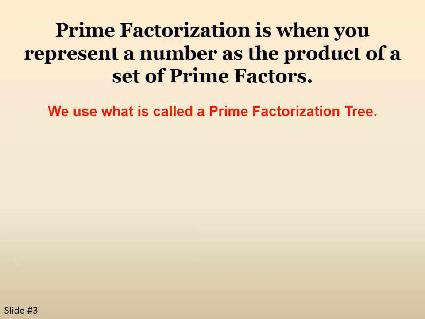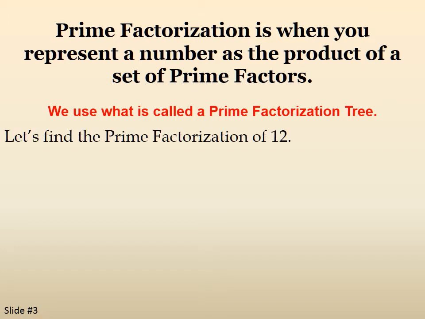Prime factorization is when you represent a number as the product, a series of multiplication, of a set of prime factors. So we're going to write a number as a series of items that are multiplied together where each of those items are prime. So we use what is called a prime factorization tree. So let's look for the prime factorization of 12.